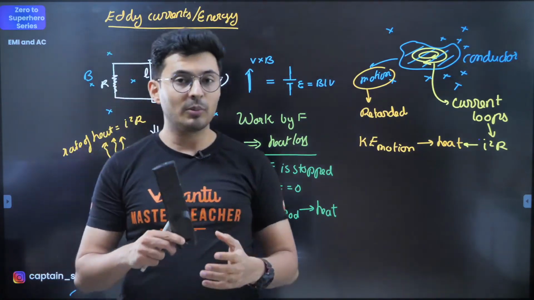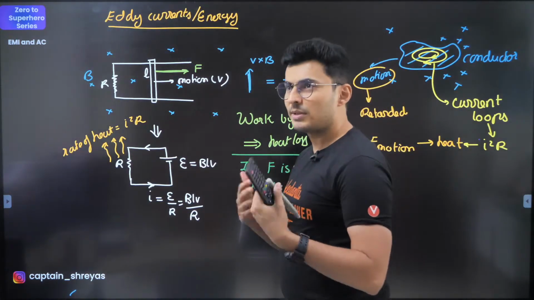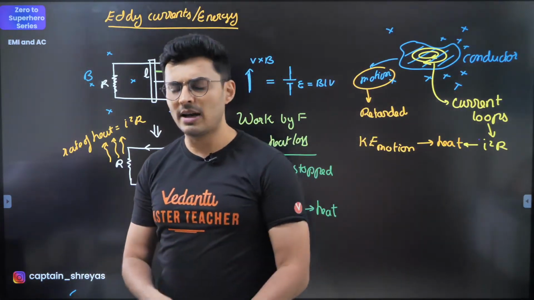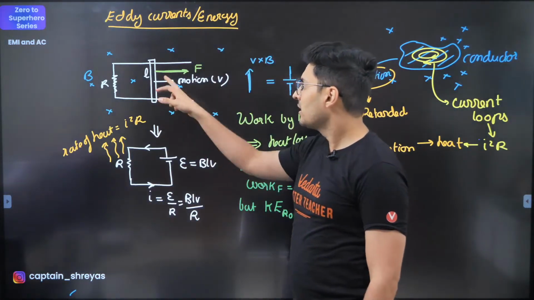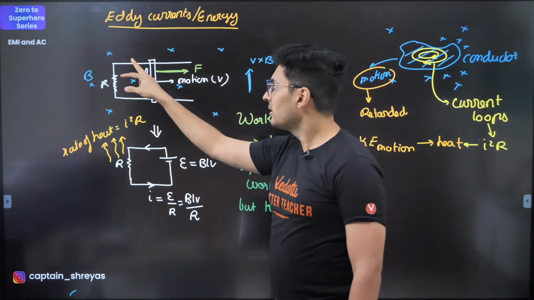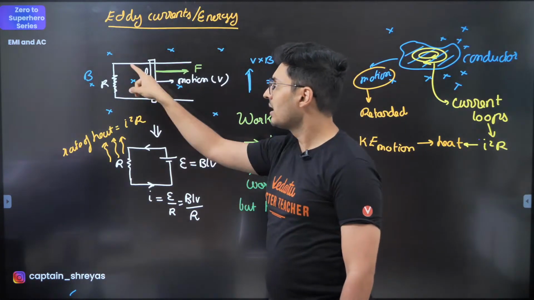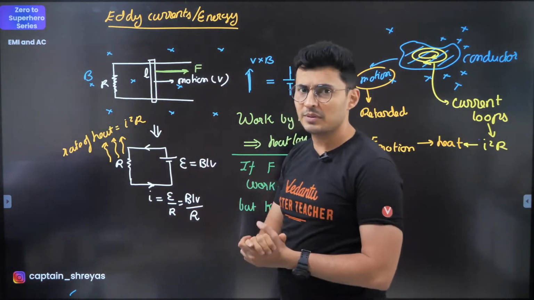Next, let's talk about eddy currents. Now, whenever we talk about eddy currents, people just memorize some paragraphs and stuff like that, but let me explain this to you in a beautiful manner. Imagine that there is a rod. Imagine that there are 2 rails. These 2 horizontal rails are connected by a resistor. And there is a magnetic field inside the plane of the board.